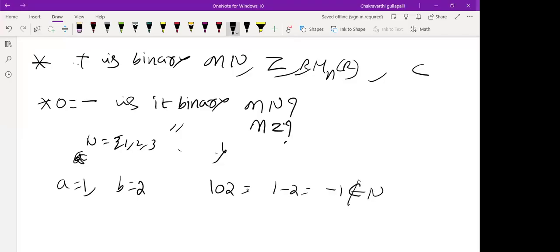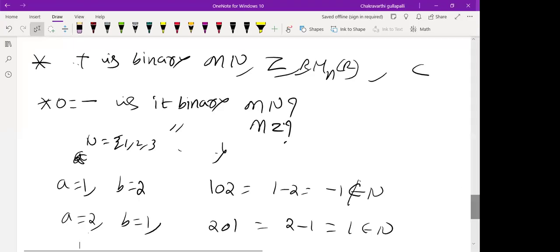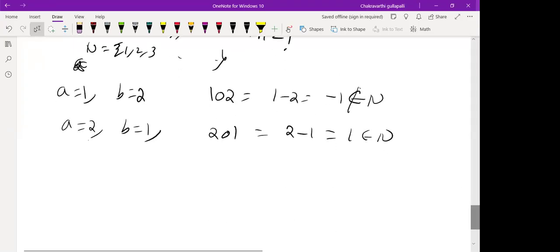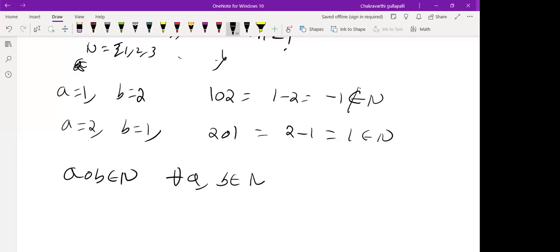Generally, students will ask: why are you taking it like this? If I take a equal to 2, b equal to 1, then 2 circle 1, 2 minus 1 is 1, it is there. So the student will put this question: madam, if it is satisfied one way, why can we not call it binary? The answer is that a circle b should belong to N for all a, b, whatever the values. If for one pair it is satisfied and for another pair it is not satisfied, then it is not a binary operation. Minus is not binary on N.